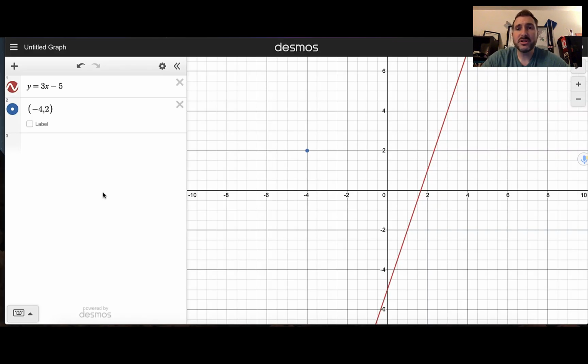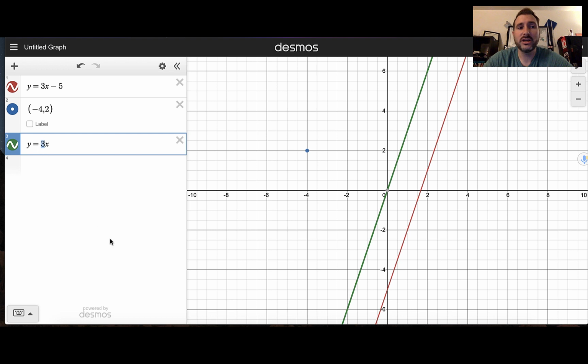We can also use Desmos to help us figure this out as a more visual option. So I typed in the equation that we're given, y equals 3x minus 5, and the point we needed to go through, (-4, 2). I know my slope has to be 3. So I know my new equation for a parallel line is going to have that same slope. Then if we think about what we need to do to get it to go through that point, we would have to move our y-intercept up. How much do we have to move it up?